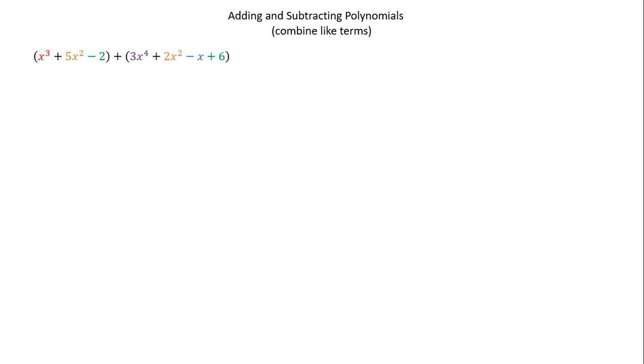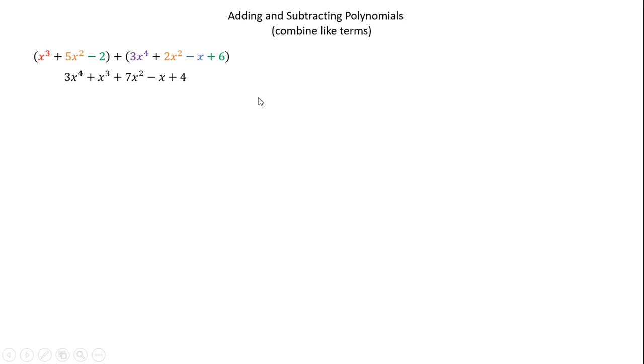Let's see, we have just that 3x to the 4th. There's no other x to the 4th, so there's nothing to add it to. Same thing with the x cubed, there's nothing to add it to. We have 5x squared and 2x squared. We can add those together to get 7x squared minus x, and then negative 2 plus 6 is just plus 4. So we just combine our like terms.